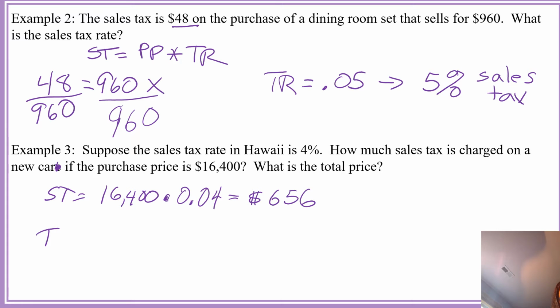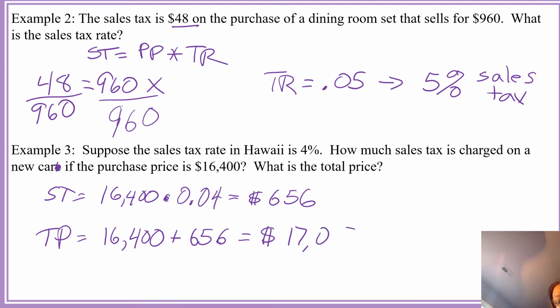Total price is going to be the purchase price, which was $16,400, plus the sales tax, $656, and we have $17,056. Okay, I think we're getting the hang of this.